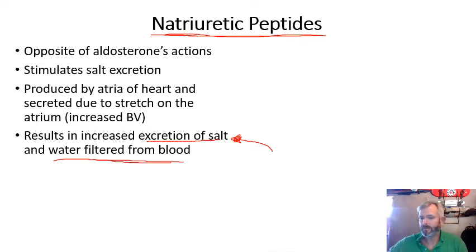What will that do? That will lower blood volume and therefore lower blood pressure. So this is working in opposition. It's doing an opposite effect in that it's going to result in more excretion, not reabsorption. So it is simply the opposite effect of that of aldosterone.